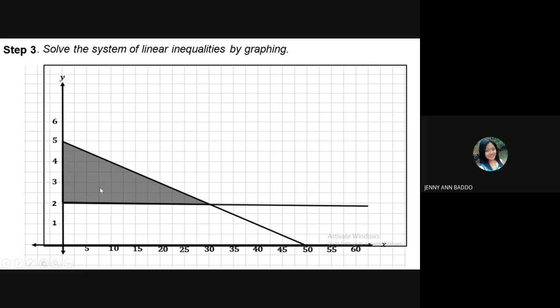So all the points or all values on this graph are solutions of the system of linear inequalities. Say, for example, we have this point, 10 for x. That means she can buy 10 pots and 3 sacks of soil. Or she can also buy 5 pots and 4 sacks of soil. Or she can also have 25 pots and 2 sacks of soil.